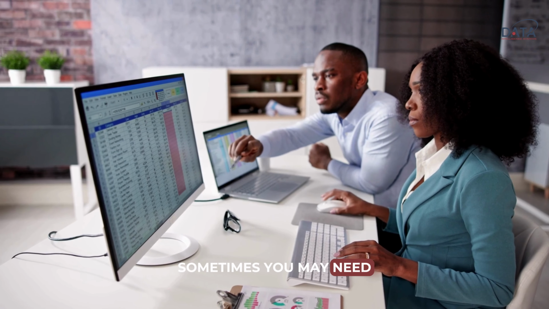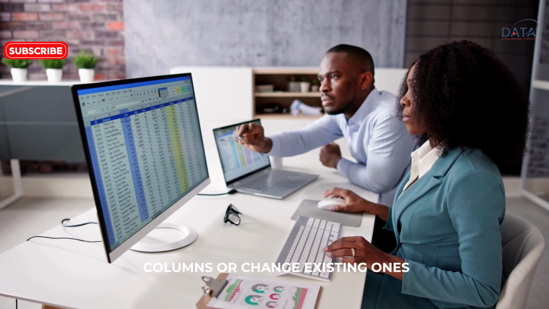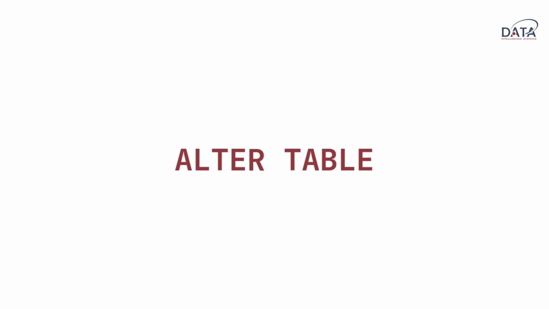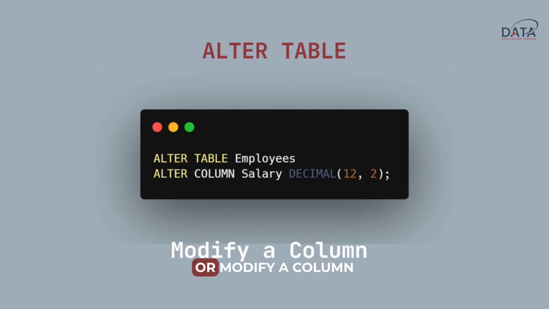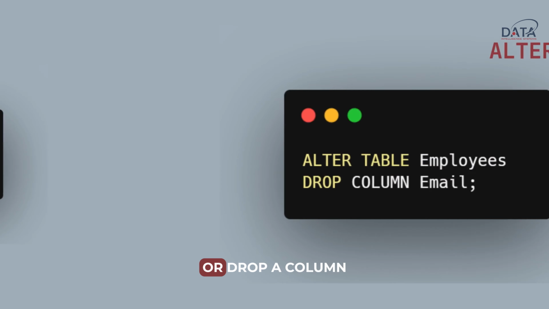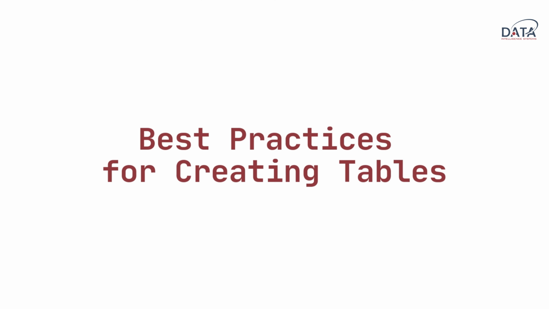Sometimes you may need to modify an existing table, whether to add new columns or change existing ones. Use the ALTER TABLE statement to do this. You add a column using the syntax on screen, or modify a column using this syntax, or drop a column using this syntax. If, however, you want to completely remove a table, use the DROP TABLE statement as shown on screen. Be cautious when dropping tables, as it permanently deletes all data and structure.